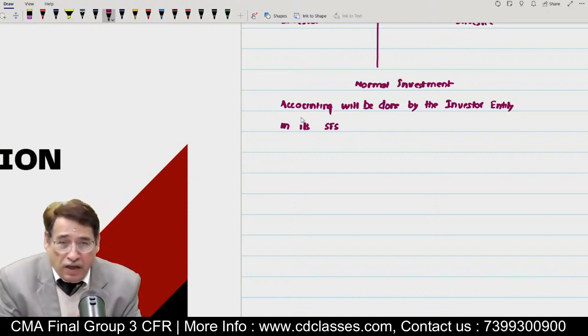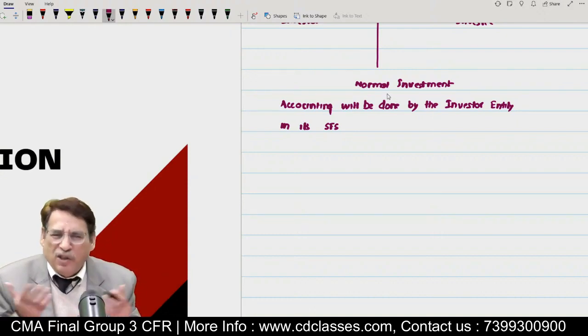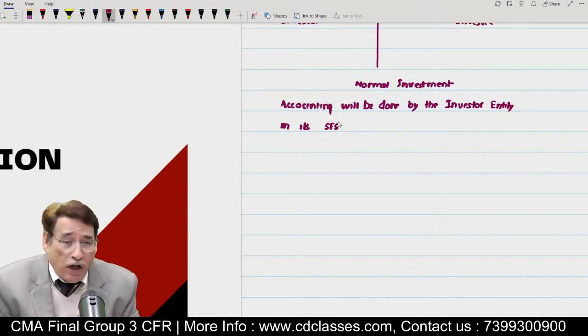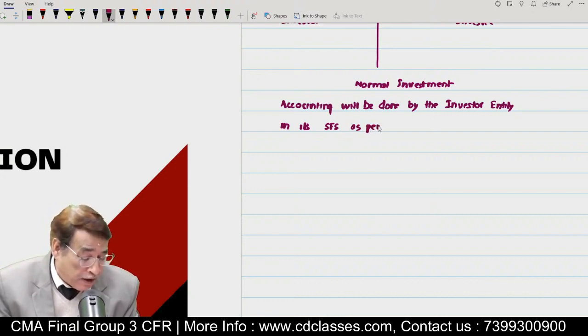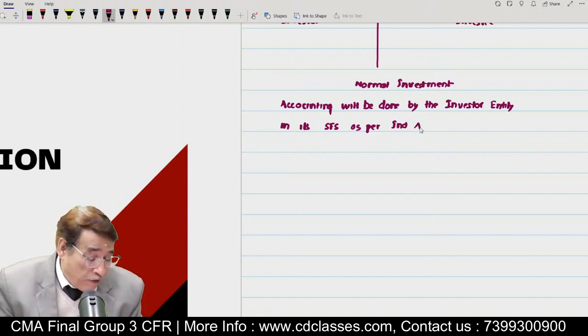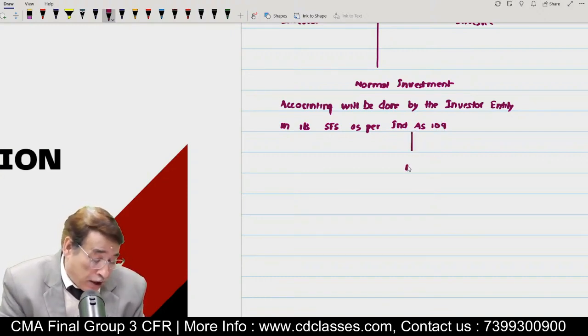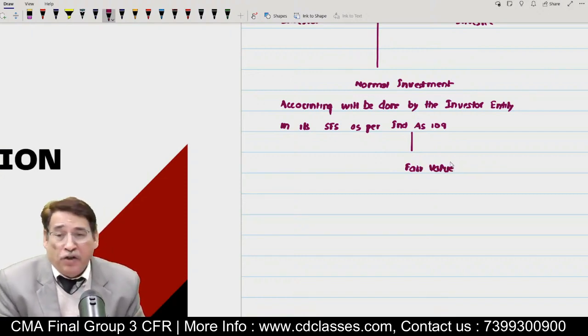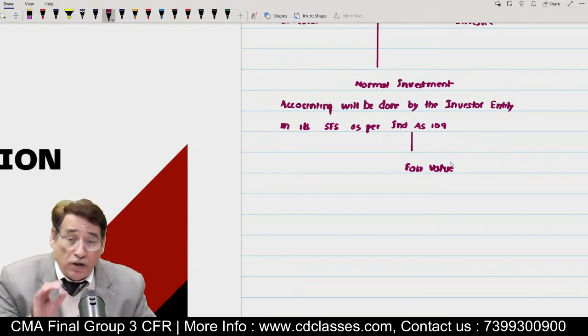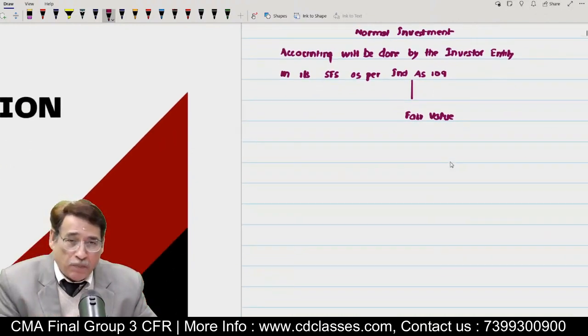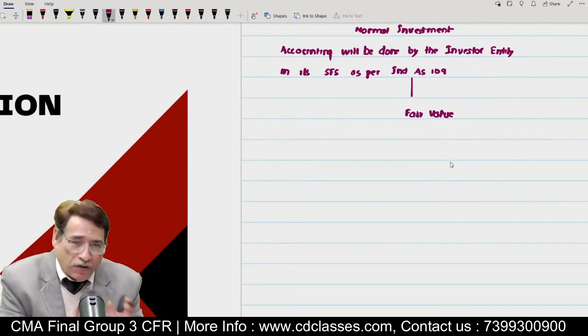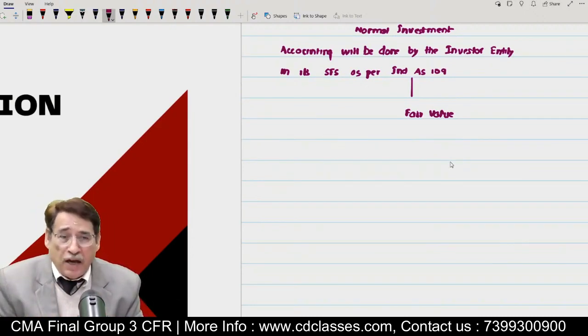So the important point you need to understand is that if our investment in the other entity is between 1 to 19.99%, it is considered as a normal investment, and the entity which has invested the amount will account for such investment in separate financial statements only, as per Ind AS 109. And when we say as per Ind AS 109, what does it mean? It means Ind AS 109 states that investments must be recorded at fair value. Is it clear to you or not?